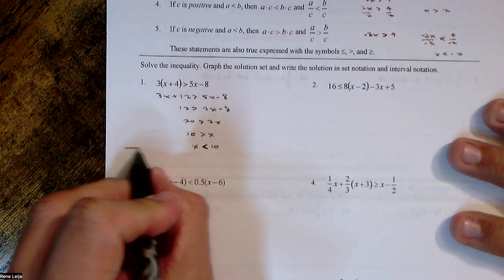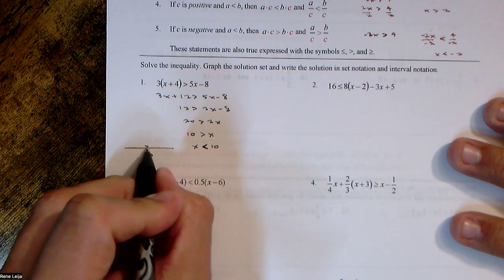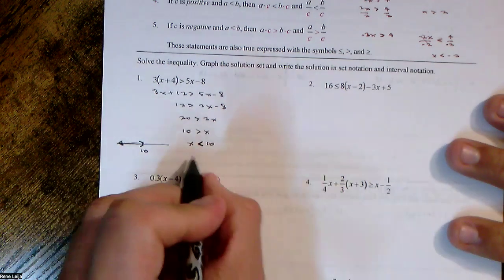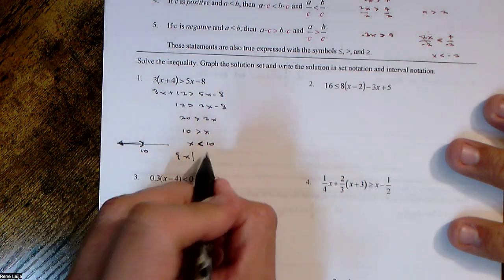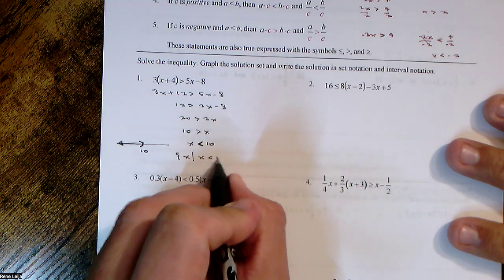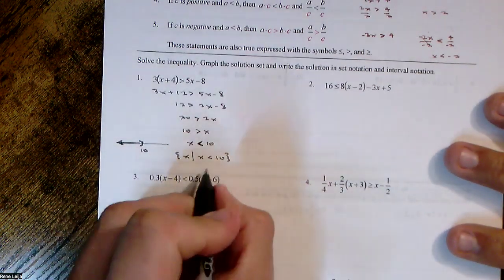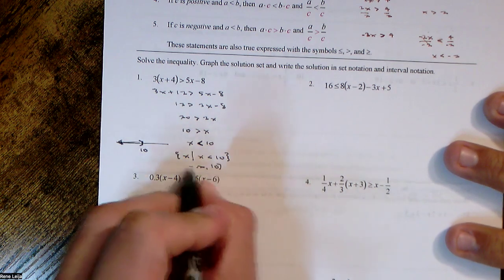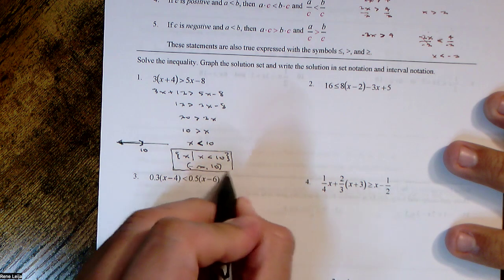Now we need to answer this in set notation and interval notation. And I always think it's easier to graph it so that you can see what's going on. So if x is less than 10, that's a parenthesis that opens towards the left. Now my set notation is the set of all x such that x is less than 10. That's how we do our set notation. Now, interval notation I get from the graph. So that's from negative infinity up to 10, and they both have parentheses. And this is my solution.